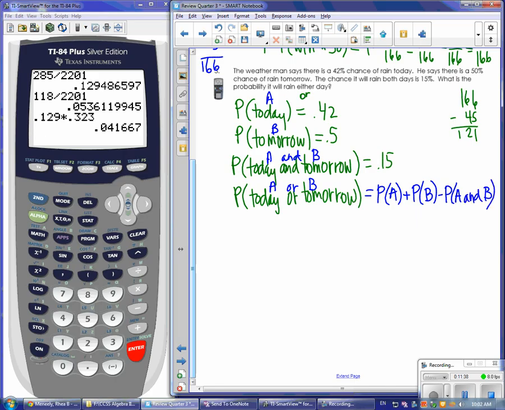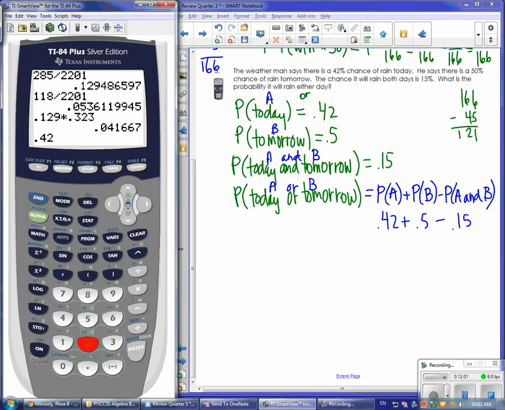Well, these are just the probabilities that you're given in the problem. The probability of A, or rain today, is 0.42. The probability of B, or rain tomorrow, is 0.5. And the probability of A and B, or rain both days, is 0.15. This is a calculator-based question, so you can simply add 0.42 plus 0.5 minus 0.15. And we get 77%.